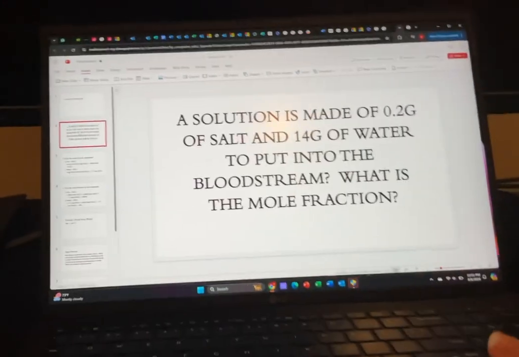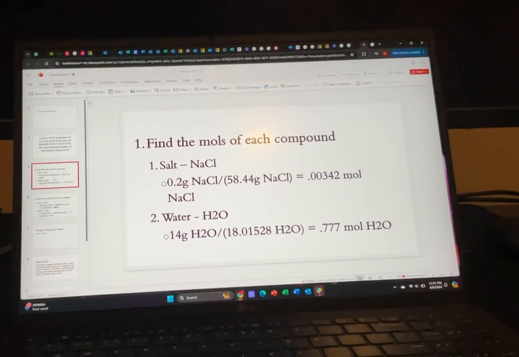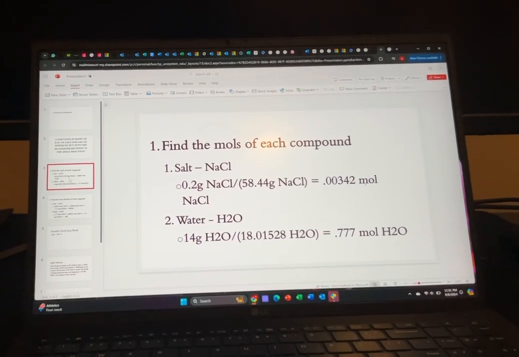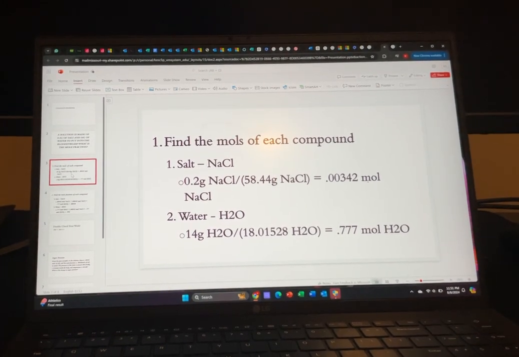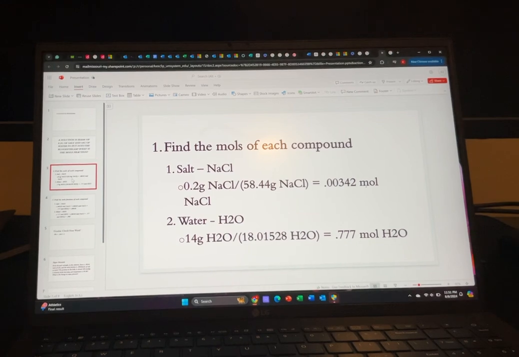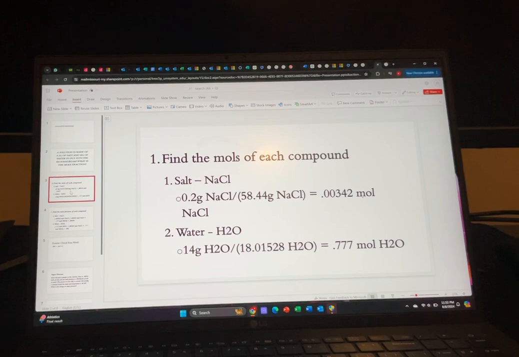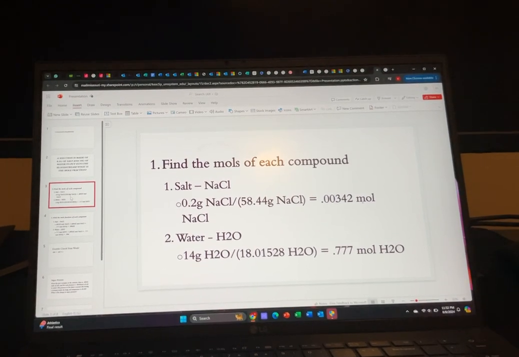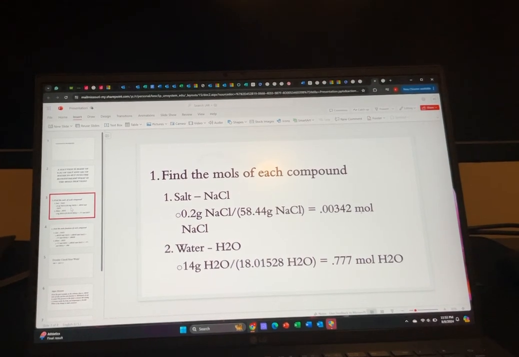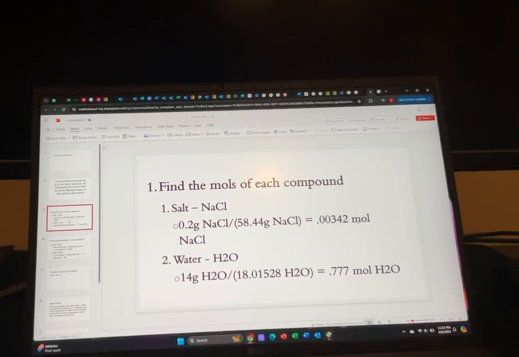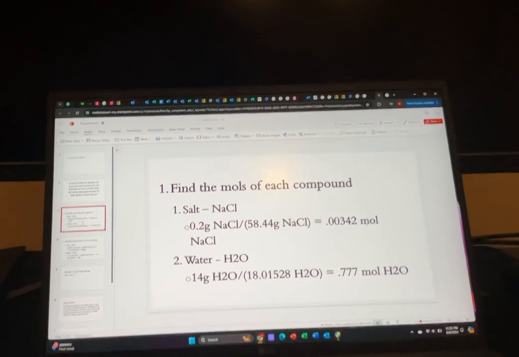So the first step is to find your moles of the NaCl in water. You're going to do 0.2 grams of NaCl divided by 58.44 grams of NaCl. That 58.44 grams is your molar mass. So with that, you get 0.00342 moles of NaCl. And then with the water, you do 14 divided by 18.01528 grams of H2O. Remember, it's grams of the substance divided by the molar mass, which gets you 0.77 moles of H2O.